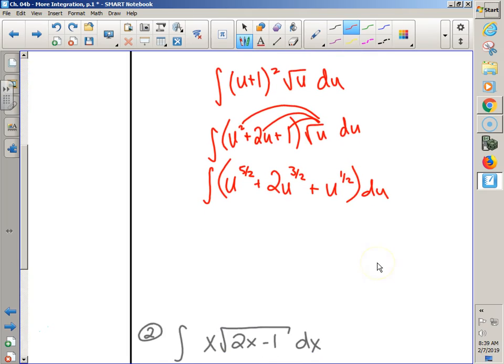So how do we anti-derive now? Anybody gotten 2/7 u to the 5/7? No. 2/7 u to the 7 halves? Good. And then how about 2 times 2/5 u to the 5 halves? And then 2/3 u to the 3 halves? And then plus c?